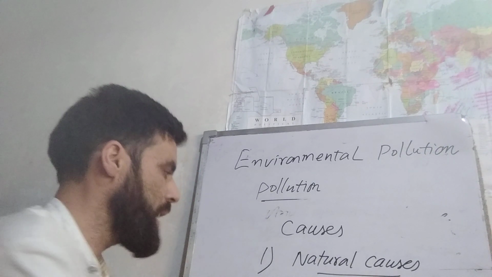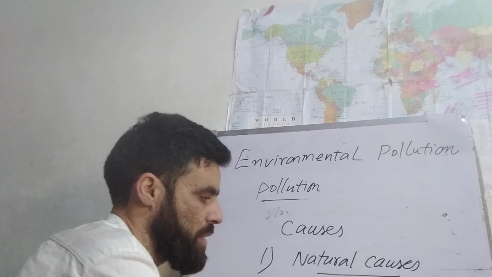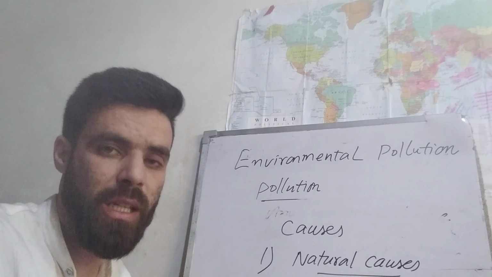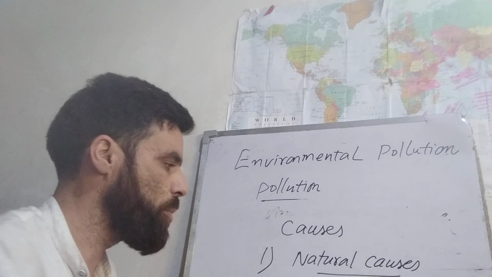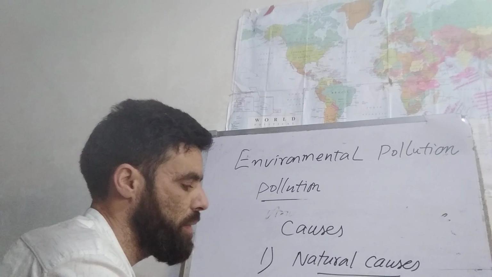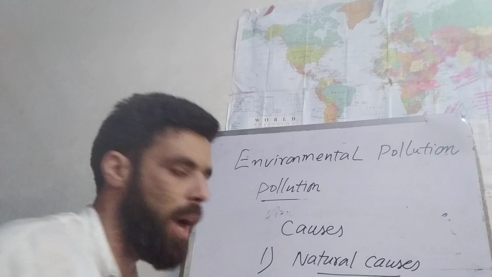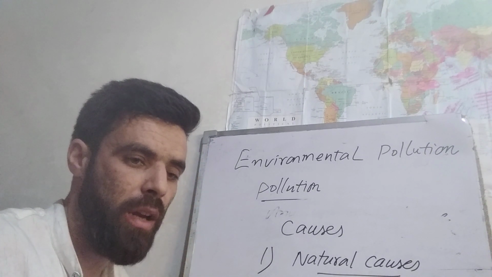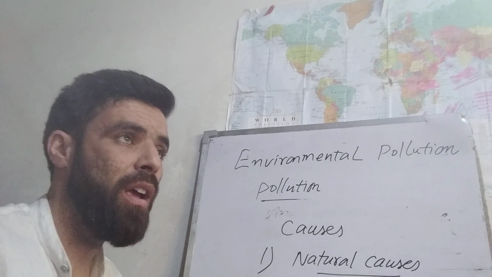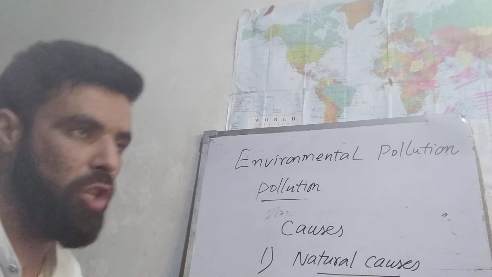So apart from that we have anthropogenic agents. Here we must see what are the anthropogenic agents. Anthropogenic agents are man-made agents. The agents which are being created by man. Man are doing different sorts of activities, like man are doing industrialization, rapid industrialization.